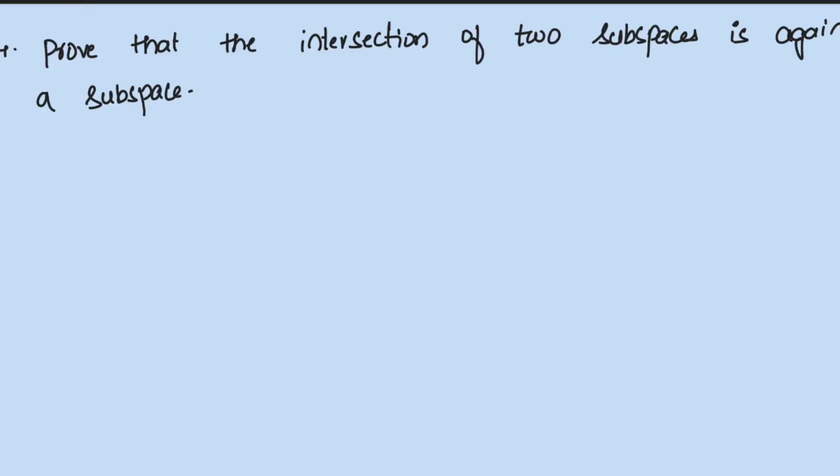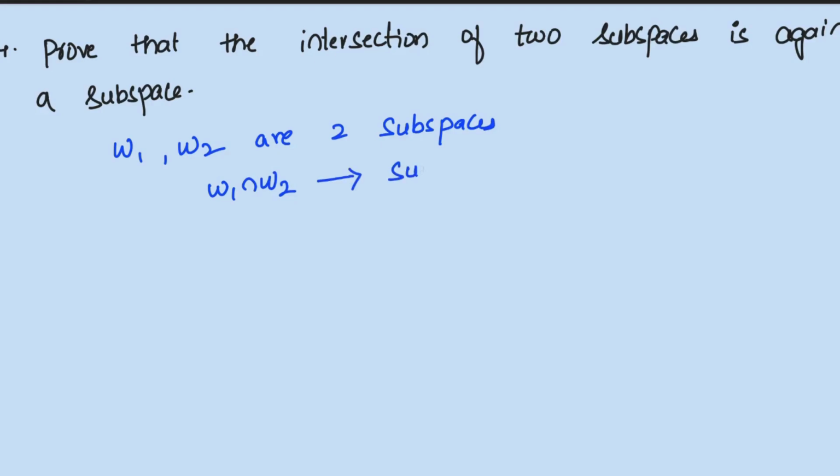Fourth question, prove that the intersection of two subspaces is again a subspace. For example, let's say W1 and W2 are two subspaces. Here the intersection of two subspaces, W1 intersection W2, is also a subspace. We have to prove this.